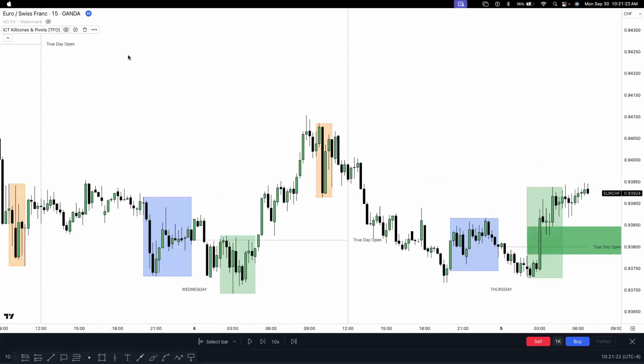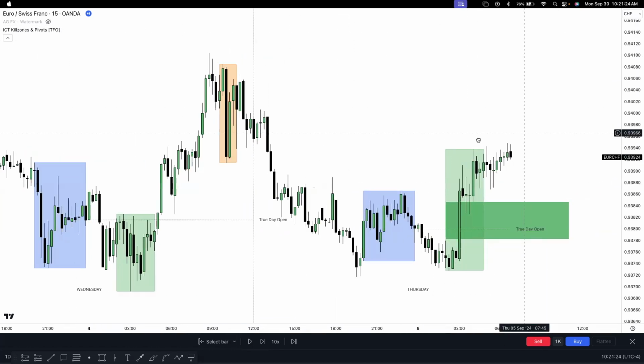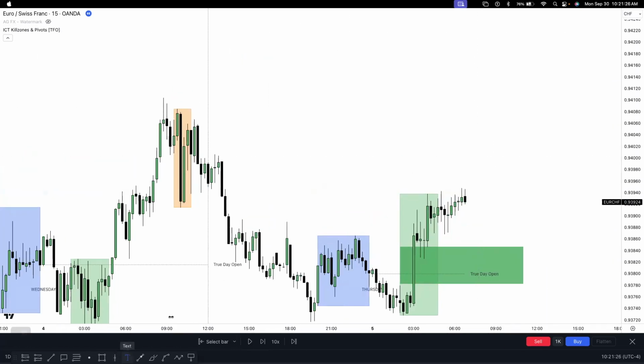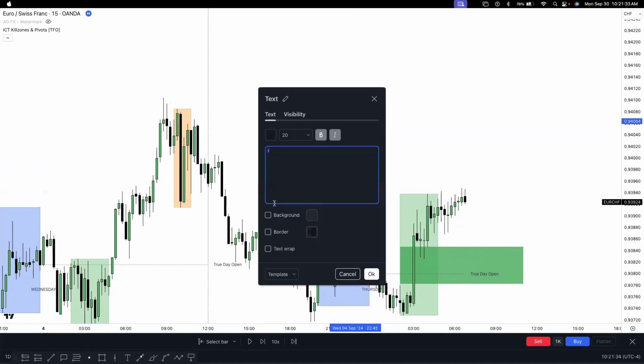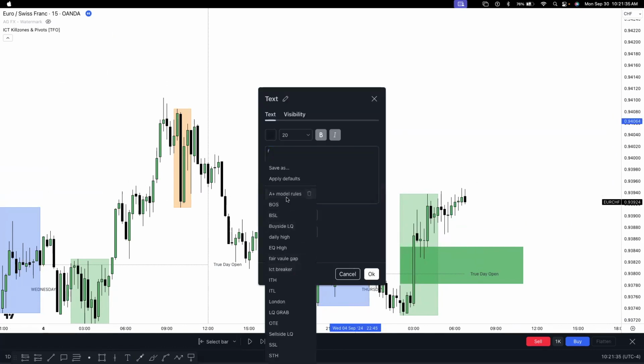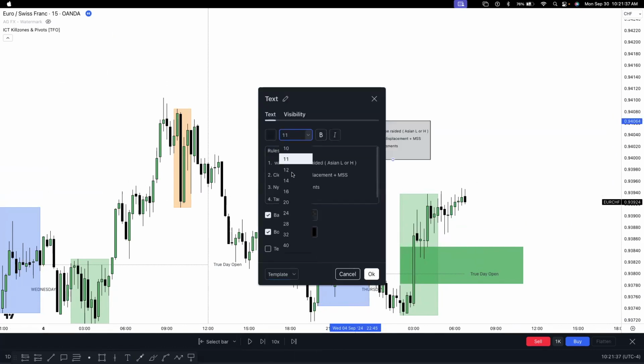Now we're going to go ahead and go over the rules once again, guys. Once again, the rules are the same across the board. It doesn't matter what day we're trading or what pair. The rules are the exact same. So let's go ahead and pull up the rules here. All right, so we got the rules right here.